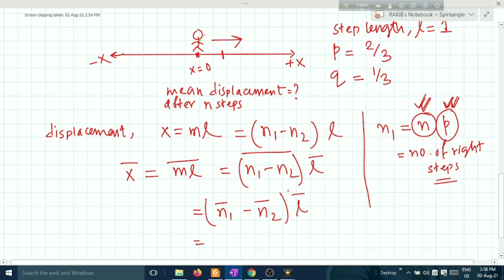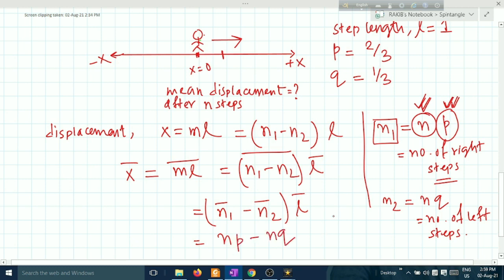This will give us the total number of right steps. Then n2 is equal to nq. It will be the number of left steps. This means I can say n1 minus n2 is np minus nq, and l average is 1. I am omitting this.